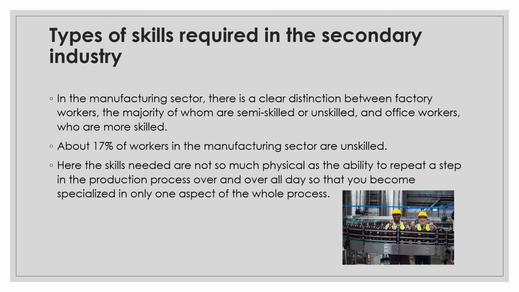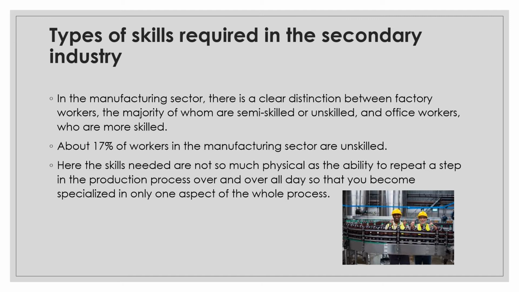Types of skills required in the secondary industry. In the manufacturing sector, there's a clear distinction between factory workers, the majority of whom are semi-skilled or unskilled, and office workers who are more skilled. So about 17% of workers in the manufacturing sector are unskilled. Here, the skills needed are not so much physical.